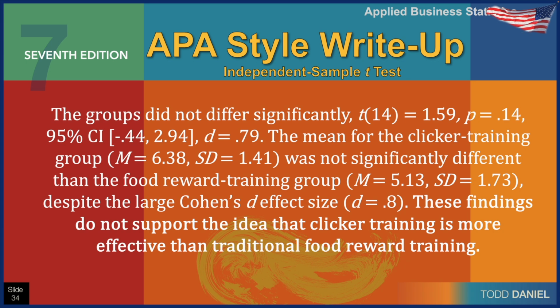And now the full write-up: the groups did not differ significantly. t with 14 degrees of freedom, I have the probability, the confidence interval, and the effect size. The mean for the clicker training group, notice the mean and standard deviation included there. I'm using M for mean and SD for standard deviation per APA style. So the mean for clicker training was not statistically significantly different than for food reward training. Again, the mean and the standard deviation for that group, despite Cohen's d large effect size. These findings do not support the idea that clicker training is more effective than traditional food reward training.